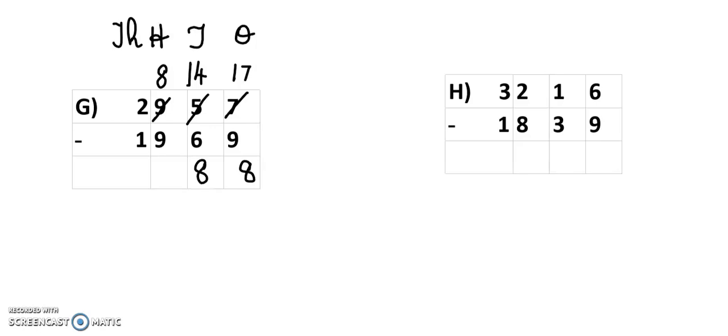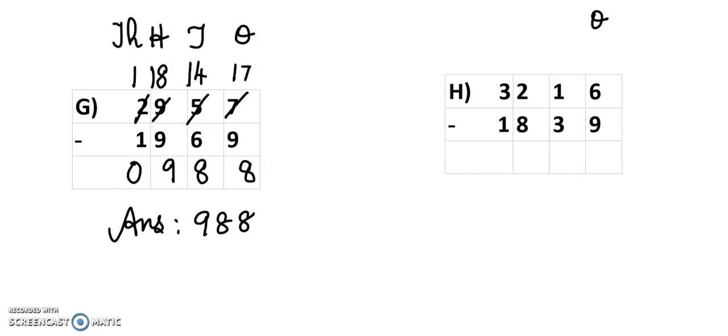Next one, 8 minus 9. Again, we cannot subtract from the smaller number. So we have to borrow from the thousands place. So 2 becomes 1. 8 becomes 18. So 18 minus 9. 9 after: 10, 11, 12, 13, 14, 15, 16, 17, 18. So 9 is the answer. Next, 1 minus 1, 0. So what is the answer? 988.